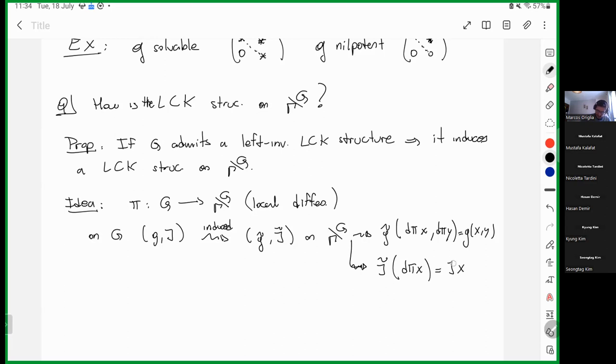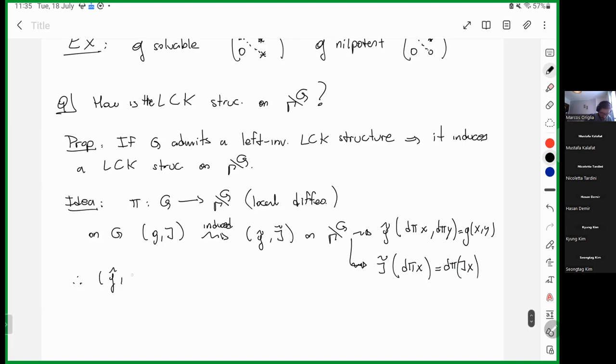And then apply, sorry, so here it is a bit different. We have J of X, which makes sense, but this is in our group, so we need to go with the differential of pi. You can check that with that definition, the Hermitian structure G tilde, J tilde is well defined. If you ask for compatibility, I mean, if you have a Hermitian structure on G that is left invariant and locally conformally Kähler, this induces a locally conformally Kähler structure on the quotient.